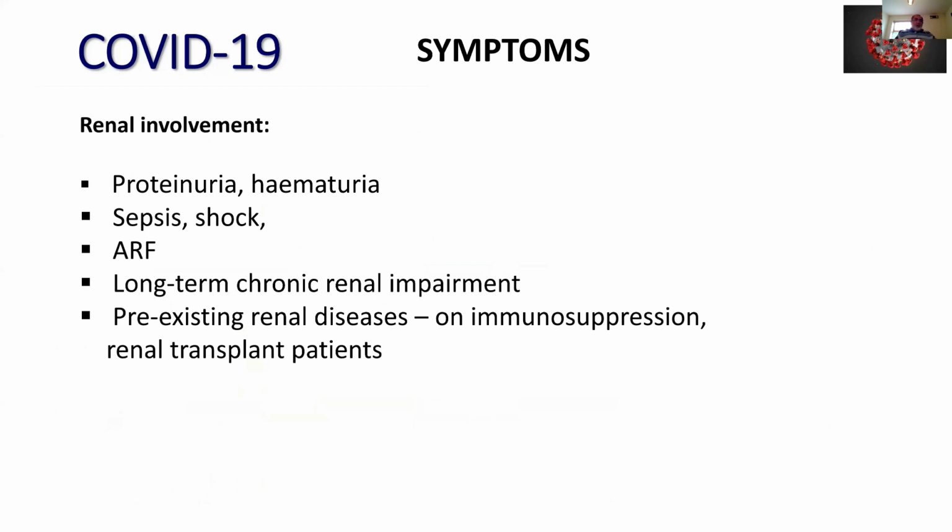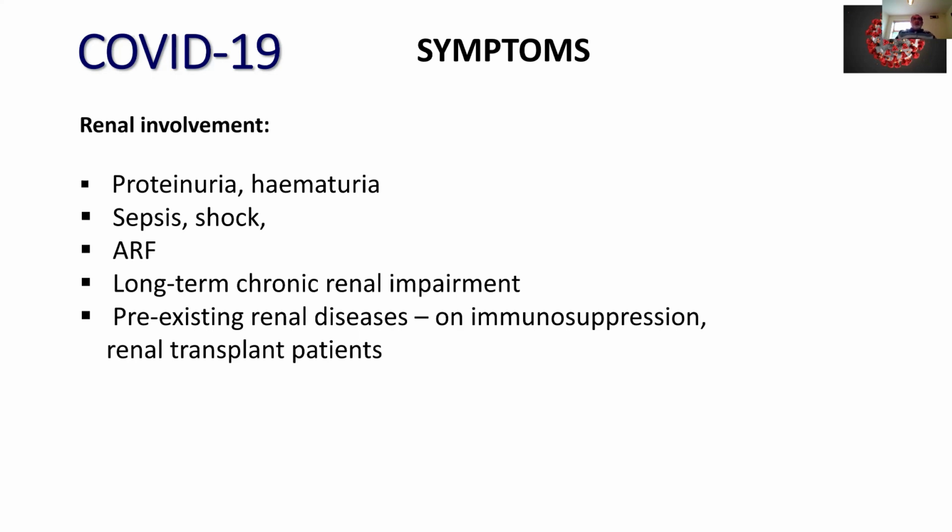Sometimes there's renal involvement, but not a lot, and mostly it is secondary to either sepsis or shock. And many people go into ARF when the DIC sets in. People who have pre-existing renal disease, like people who are on immunosuppression, these are the people who should be protected. We lost one of our colleagues, our class fellow. Unfortunately, he had a renal transplant and was on immunosuppression, and he died of the COVID virus.